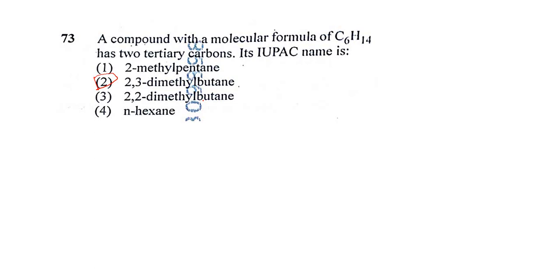Question 73. A compound with molecular formula C6H14 has two carbon atoms. The IUPAC name of this one: if you are taking 6 carbons like this, adjacent carbons, if you take 2,2-dimethyl, so if you take 1, 2 like this, 2,2-dimethylbutane, then you will get the answer.